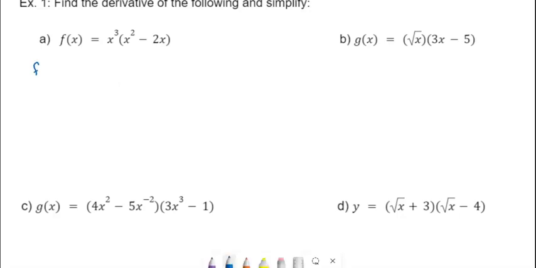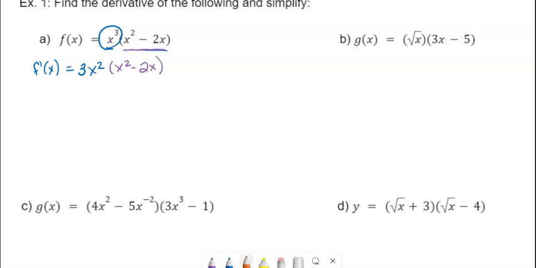So I want to take the derivative of this function, and I have a product here. So I have these two parts. The first thing I'm going to do is take the derivative of this. That's going to give me 3x squared. Then I'm going to keep this one exactly the same as it is.